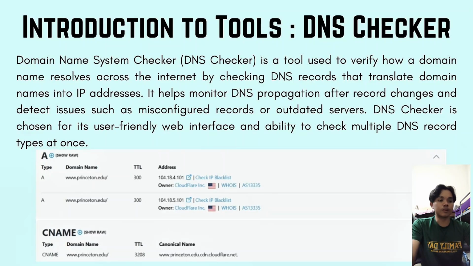Our third tool is the Domain Name System Checker, or simply DNS Checker. We use this to verify how a domain name resolves across the internet by checking the DNS records that translate names into IP addresses. This is crucial for monitoring DNS propagation and detecting issues like misconfigured records or outdated servers. We choose this specific tool because of its user-friendly web interface and its ability to check multiple DNS record types simultaneously.